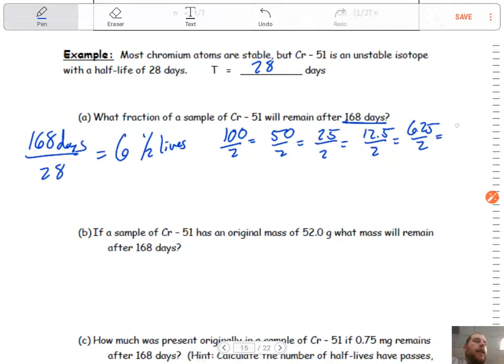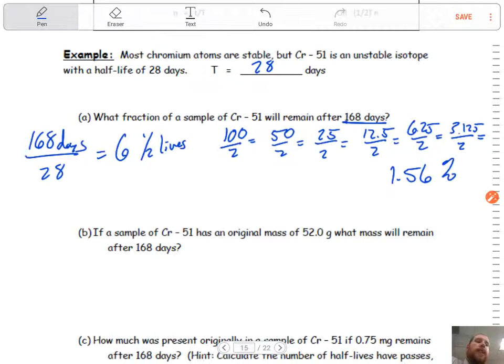Divided by 2, that's 3.125. So that's 1, 2, 3, 4, 5 times that I've divided by 2, and then we divide by 2 once more, for a total of 6 half-lives. So your final would be 1.56%, if you started with 100%. That's one way you could put it.